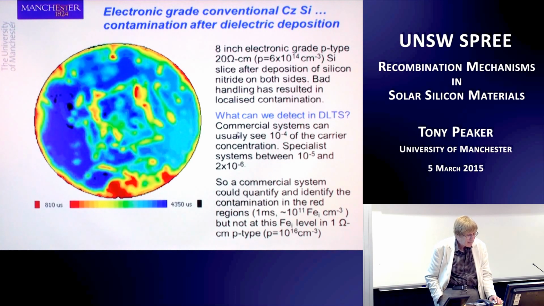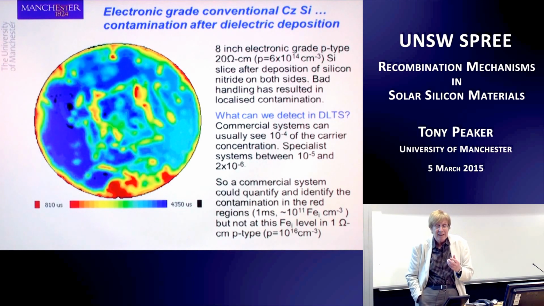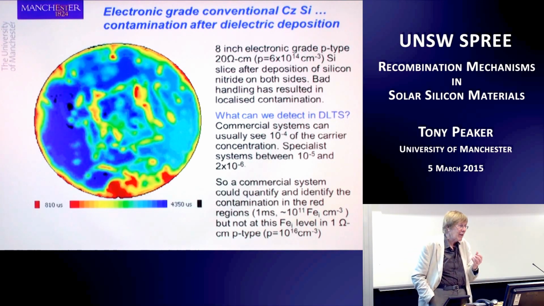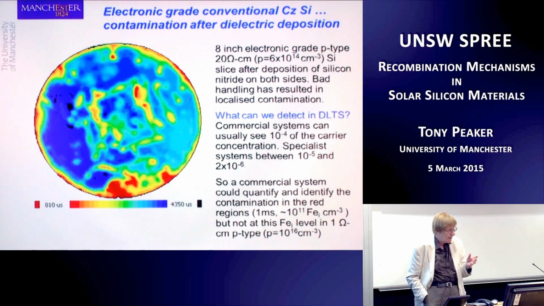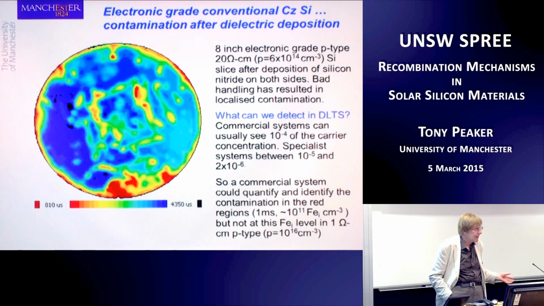Can you see it in DLTS? Well, the answer to that is it depends, because DLTS detectivity is a ratio of the carrier concentration. So what you can see in this 20 ohm centimeter slice, so that's about 6 times 10 to the 14 p-type, you cannot see in 1 ohm centimeter material.